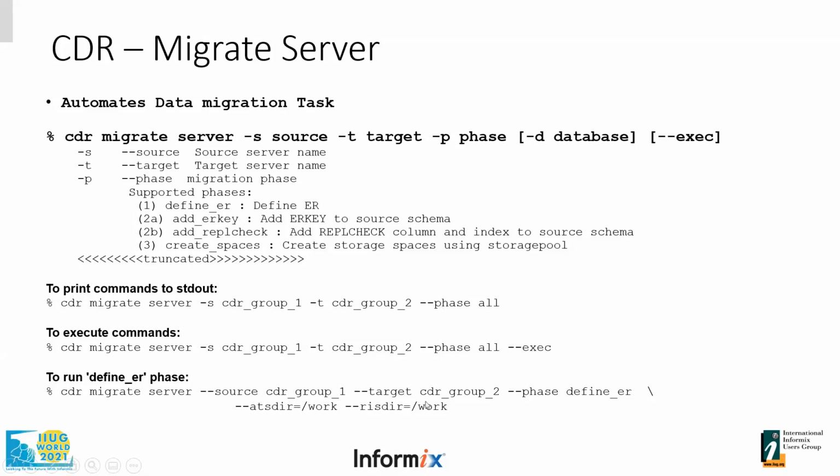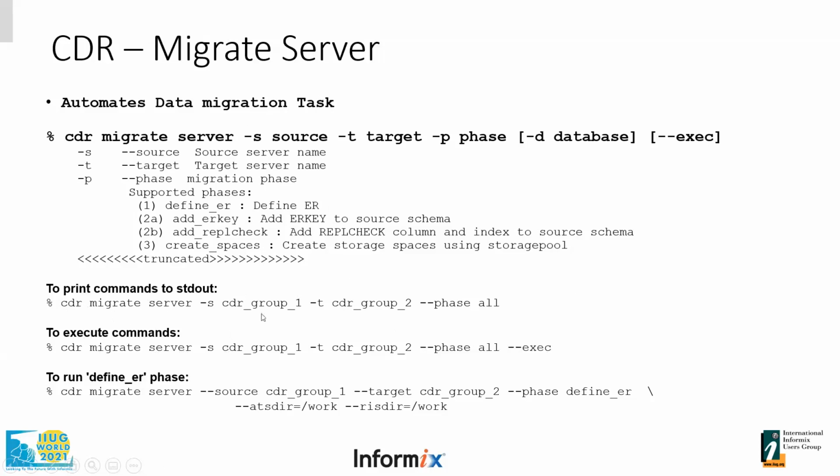The all phase basically means that it will define the server and all the necessary replicates to replicate all the database objects from this instance, the CDR group 1 instance, to the group 2 instance. So that's what it does. But without this exec option, it is going to be print only. So you can see how CDR migrate server is generating the CDR commands to accomplish the whole migration.